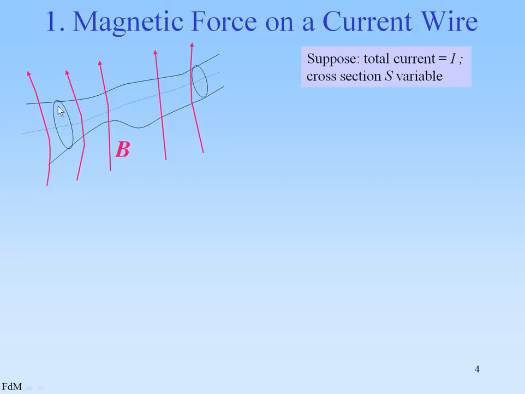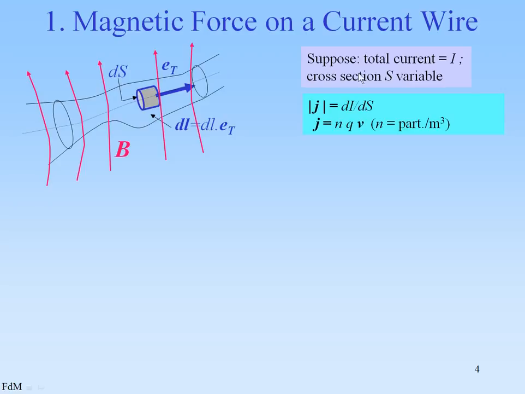Suppose we have a current in a wire, where the total current is I and the cross section is S, and the cross section can be variable. The current density is defined as J = I/S, the number of amperes per square meter. And S is the cross section of a current element. Here is a volume element along the path carrying current. The length of this volume element is dl, and dl is the scalar dl times et.